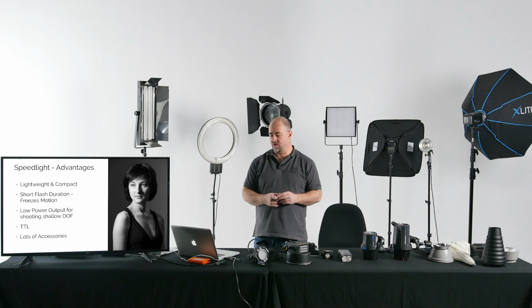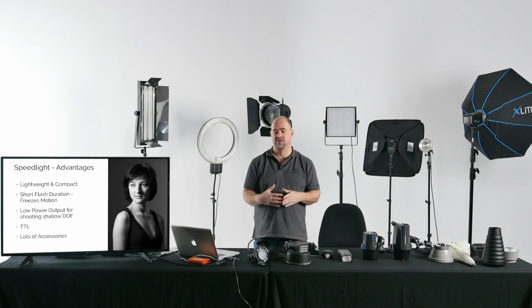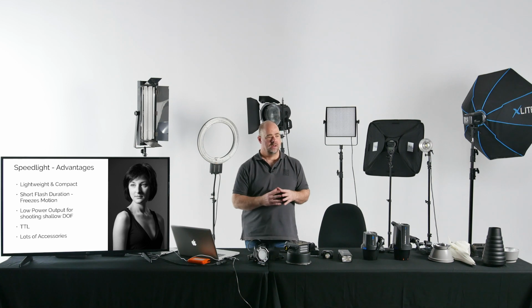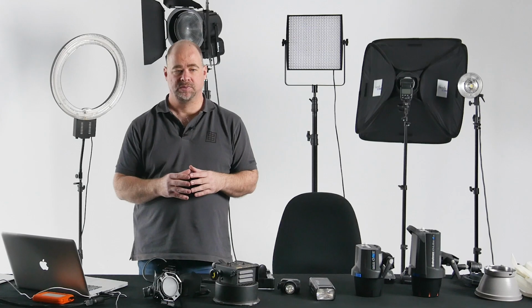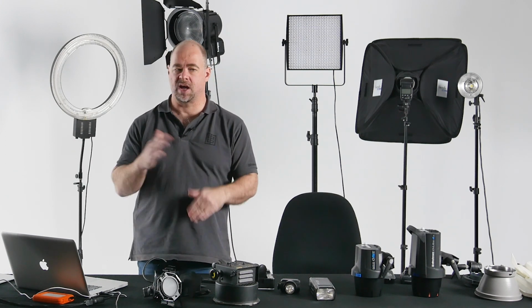They also offer TTL metering, so through the lens metering, meaning that you can just have the camera talk to the flash output and the flash will set the right exposure for the settings that you're using. Whereas probably up until just 1 or 2, 3 years ago, you couldn't get that capability on a studio flash, but that's starting to come through now.